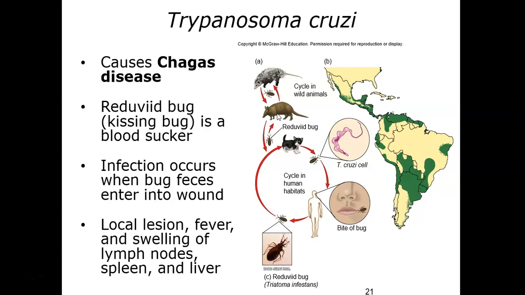Trypanosoma cruzi, on the other hand, its vector is this little tick-looking bug known as the reduviid or kissing bug. And the reason why it's known as the kissing bug is it actually bites around the opening of the mouth, usually to the sides of the cheek or the lip region, where it takes its blood meal. And really, here's the gross part, folks. The way that infection is transmitted is it actually excretes its feces into the wound after it takes its blood meal. And what you end up with are fever and swelling of the lymph nodes, as well as damage to the liver.